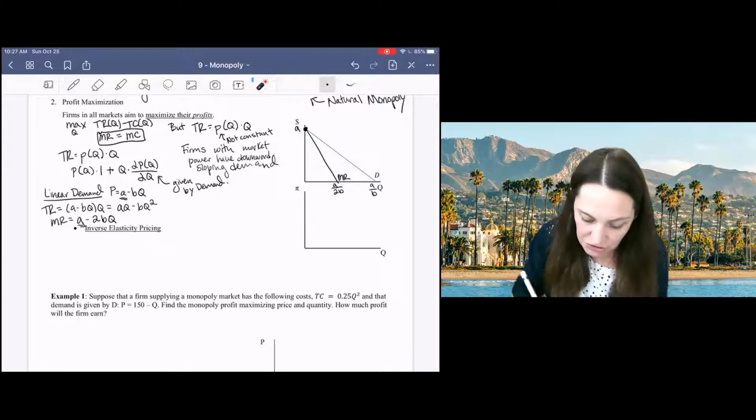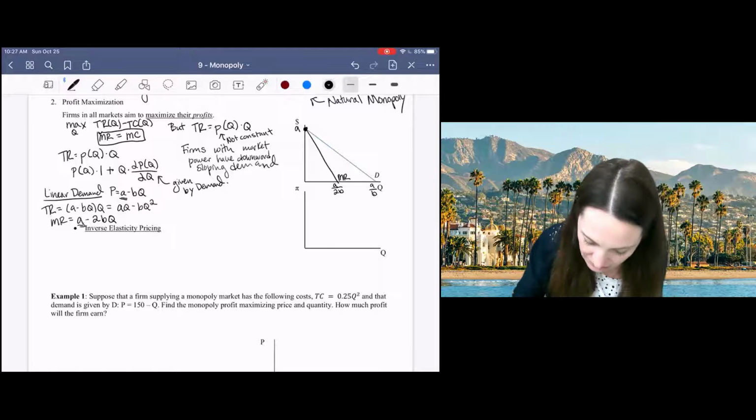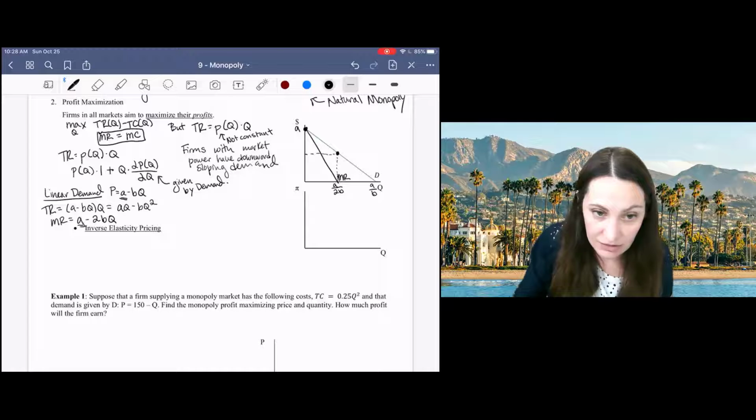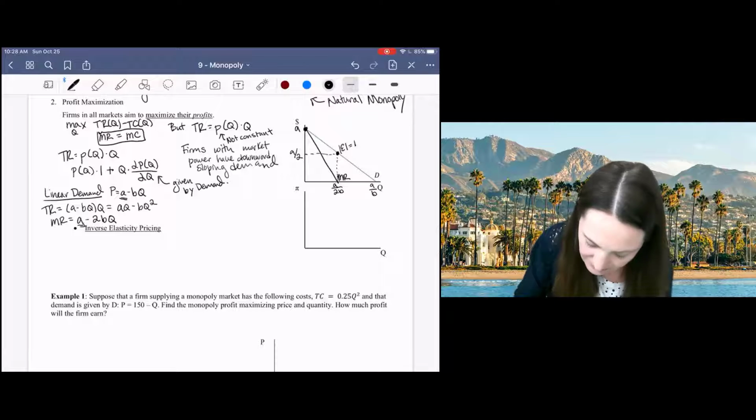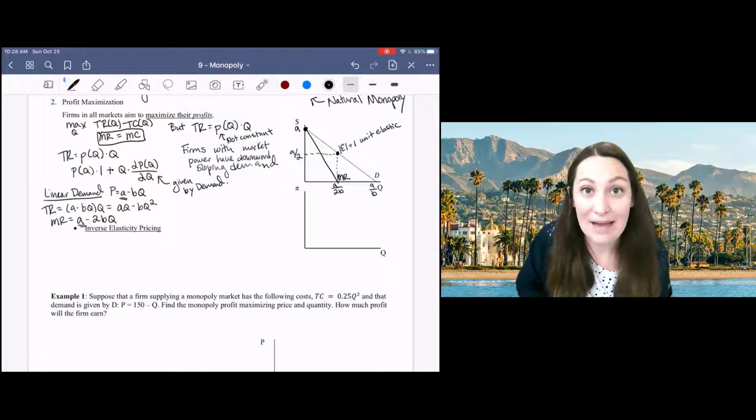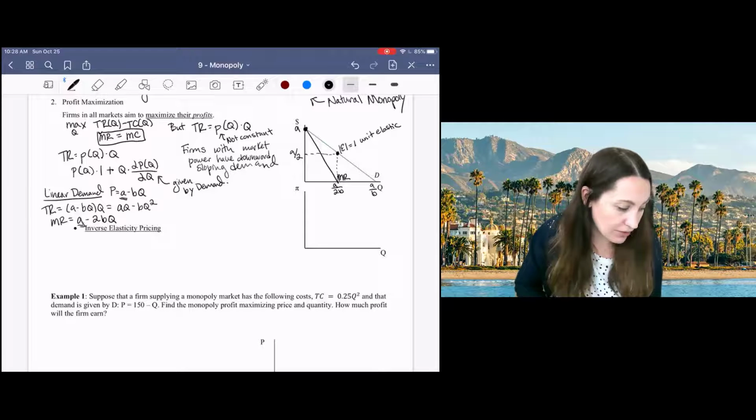You'll see here that marginal revenue for my linear demand curve goes to 0 at the midpoint, halfway down the demand curve, the midpoint of the demand curve. And this point, you'll remember, is the particular point where the price elasticity of demand is equal to 1. It's unit elastic. And in intro, we had you memorize that that is the point that maximizes total revenue. Well, that's exactly the same thing as saying that this is where marginal revenue goes to zero, because marginal revenue is, of course, the slope of the total revenue curve.